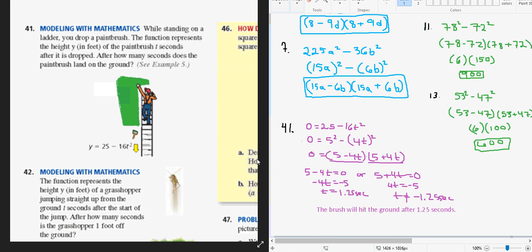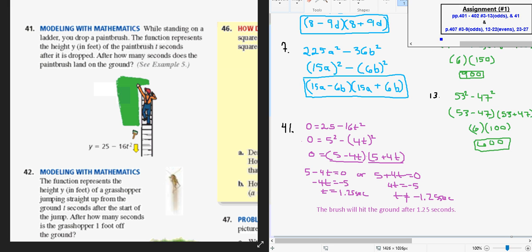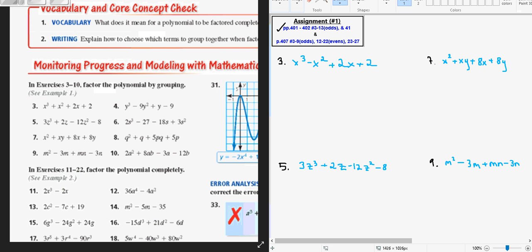All right, so that's it for that first page, or for the first part of the assignment. Then we have to go to the second part of the assignment, which was on page 407. So on this part of the homework, we are going to be factoring by grouping because we have 4-termed polynomials on 3 through 9 odds.